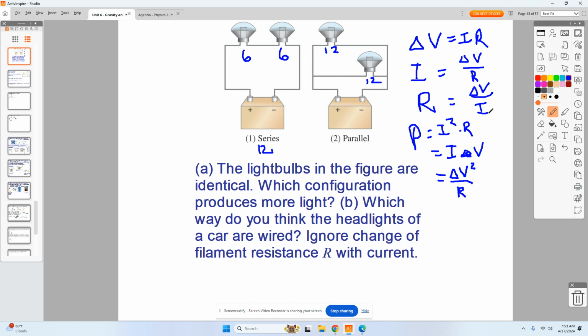Which way is your car headlights wired? How do you know? One goes out, both of them don't go out, right? That's the key idea. All right, guys, that's going to complete the video segment for this recording.